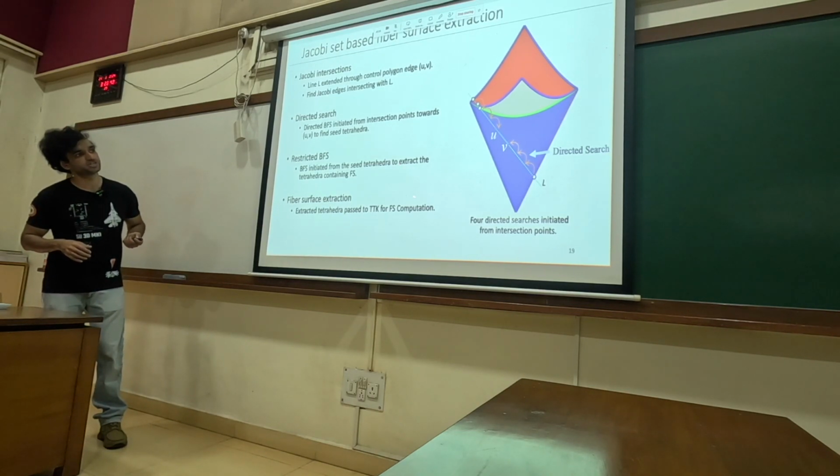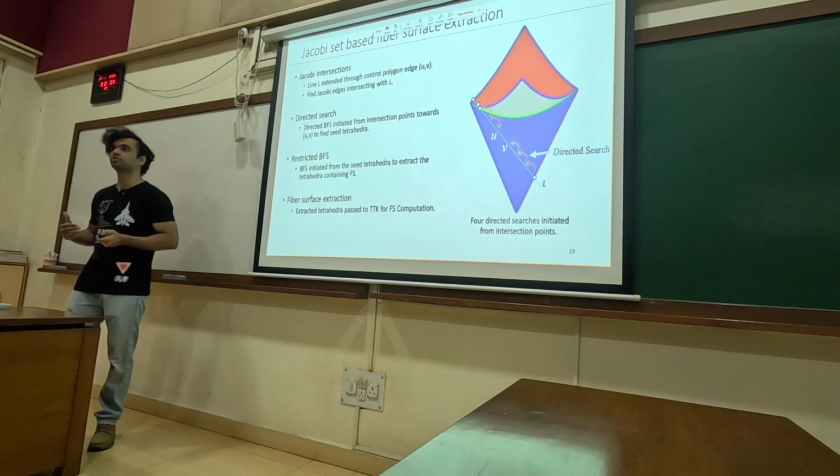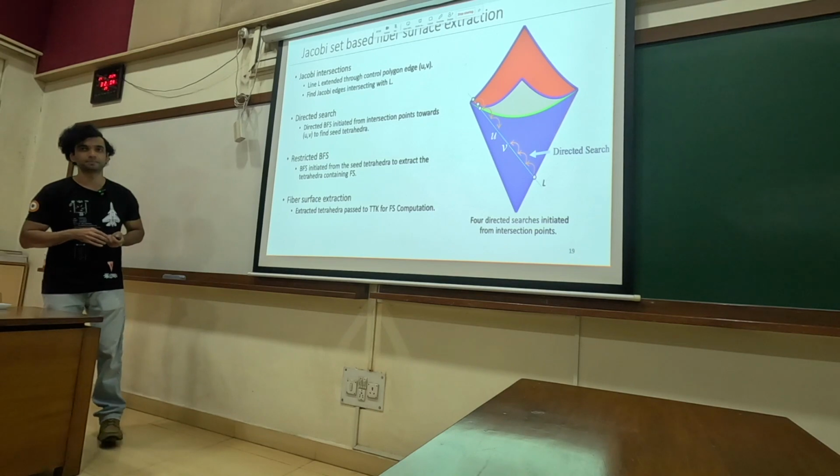And we were able to suggest a simple four-step algorithm. Here in this picture, this is the same Reeb space in two-dimensional space, but we are just going to use the boundary edges instead of the surface information. I have just shown these surfaces for the context. And our goal is that given this control polygon edge UV, I want to extract the corresponding fiber surface without traversing the complete set of tetrahedra.